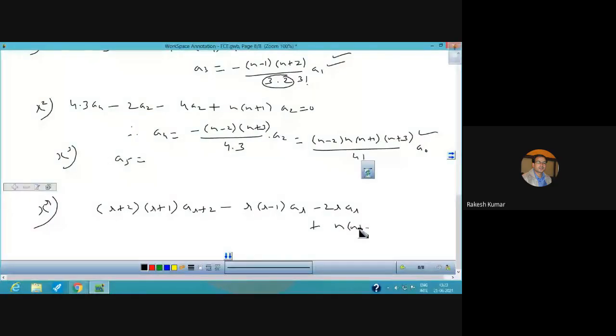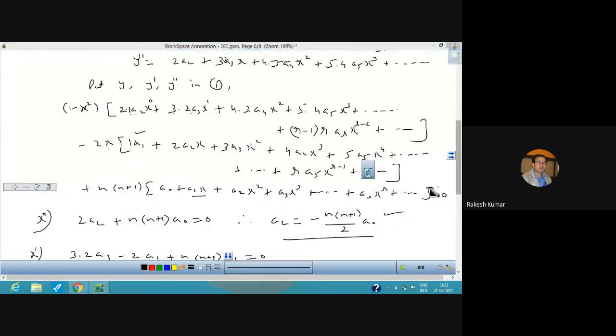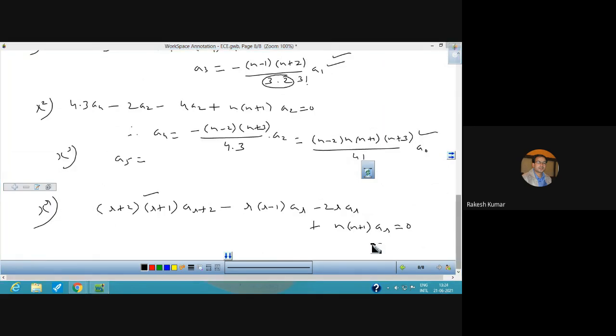n into n plus 1 into ar, that is equal to 0. Now just see how we have equated this. x raised to power r. So let us go back to the equation. x raised to power r. Now notice x raised to power r minus 2. When you sum up this term with x squared, the coefficient will be x raised to power r. And now we will have r minus 1 r into ar, and that term is written over here.